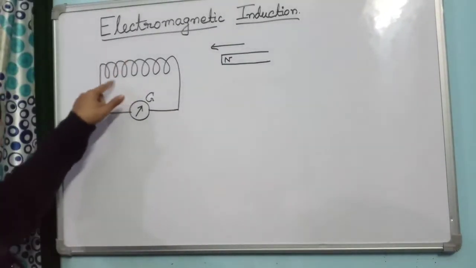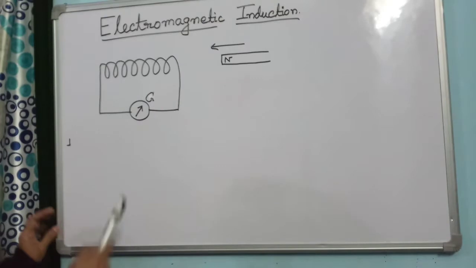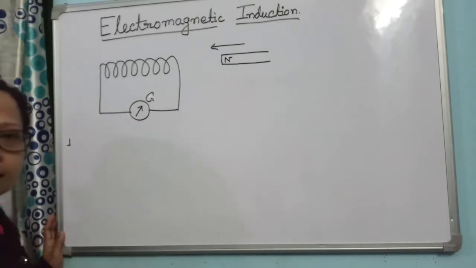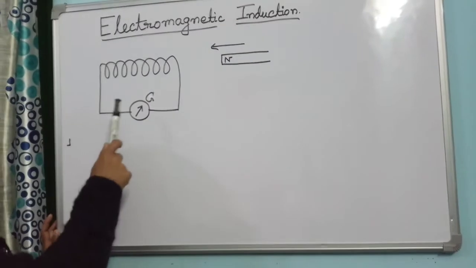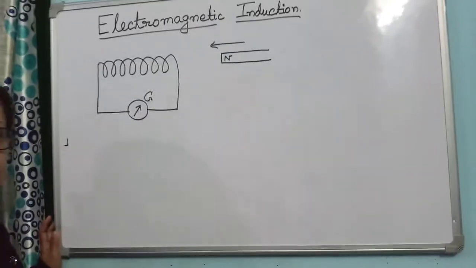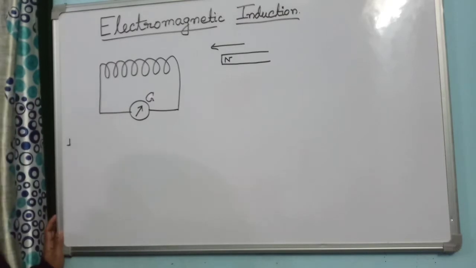You have taken a coil. There are several number of turns, and at the two ends of the coil you see one galvanometer is connected. No other source of electric current is there in this one. That is the most interesting thing, and you have to observe that.